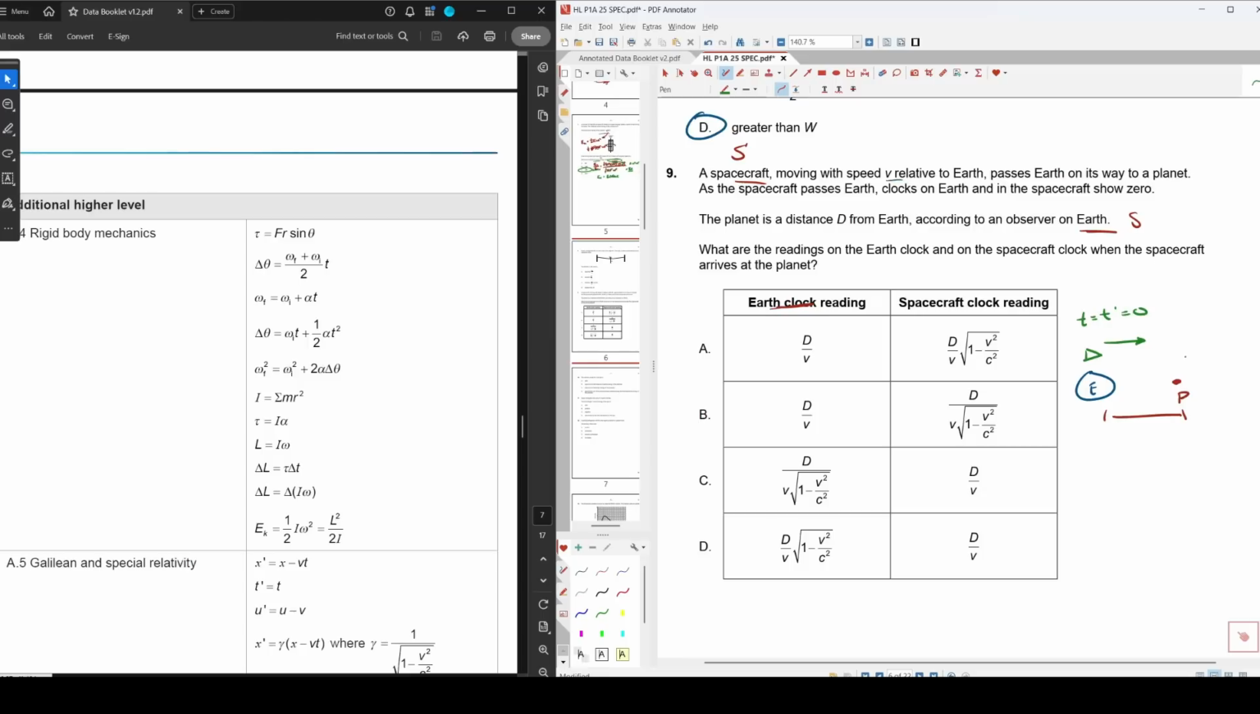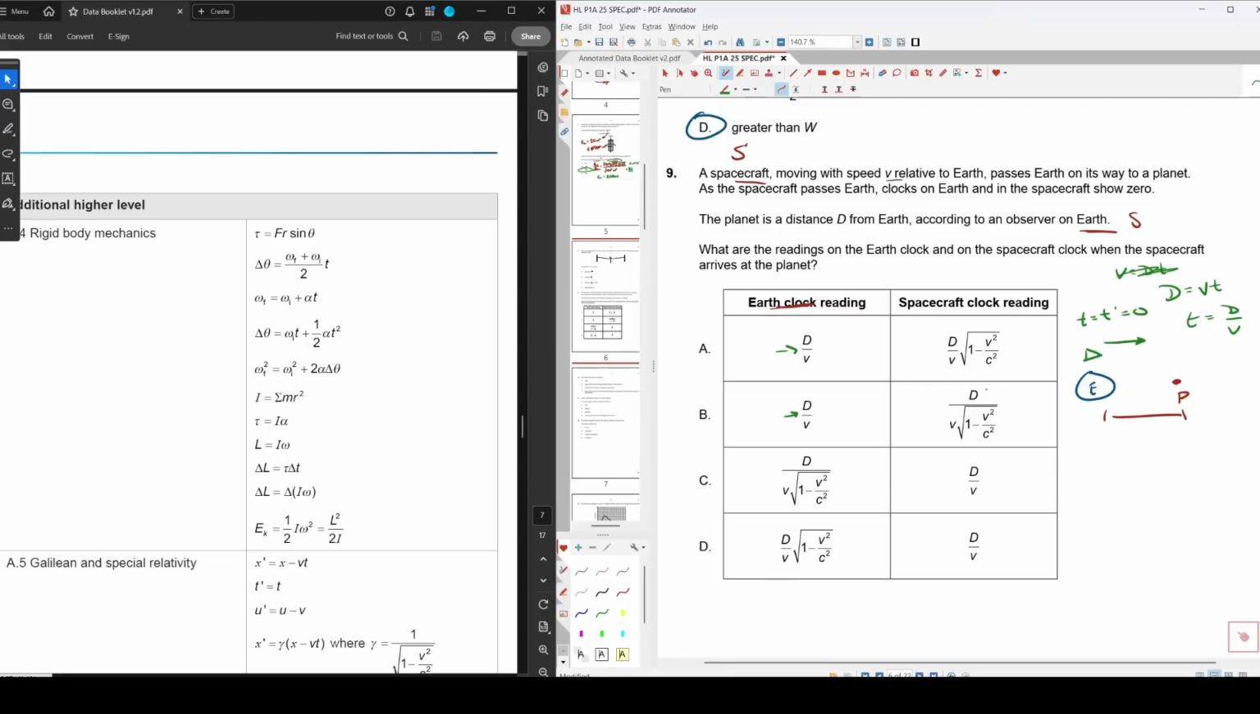Okay, how long does it take to get there? Well, relative to somebody on Earth, this is not so bad, because we're just going to do distance equals rate times time. So the time should just be d over v, right? That's what we kind of expect without the weird relativity stuff. And then for this person, it's going to be the weird relativity thing.